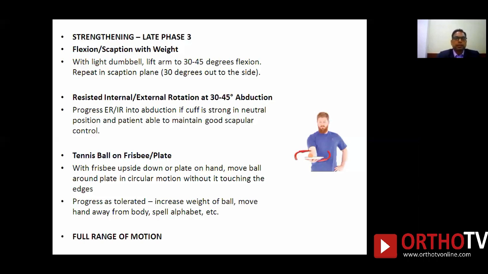Use a tennis ball with a frisbee upside down or a plate in the hand. Move the ball around the plate in a circular motion without it touching the edges. Progress as tolerated. Increase the weight of the ball. Move the hand away from the body, and this will increase the strength in the healed rotator cuff.